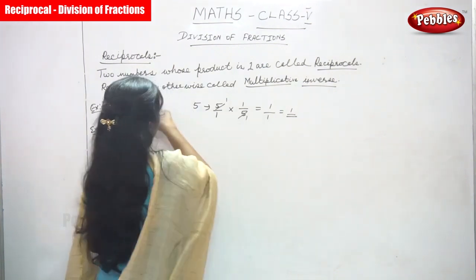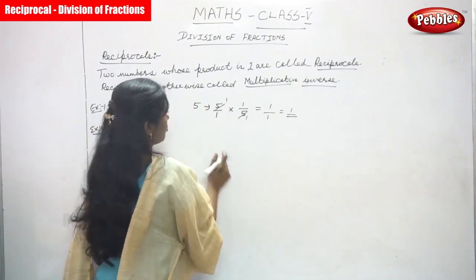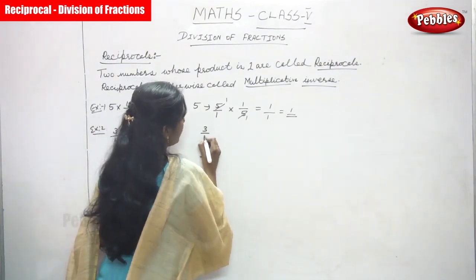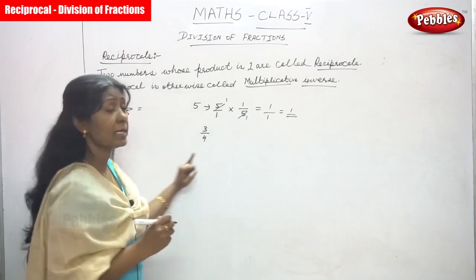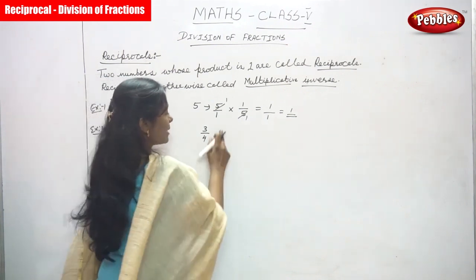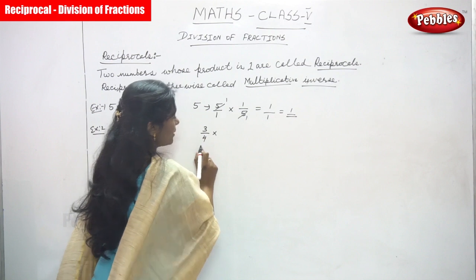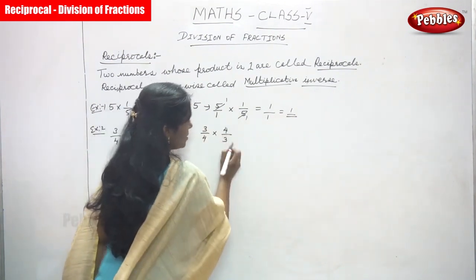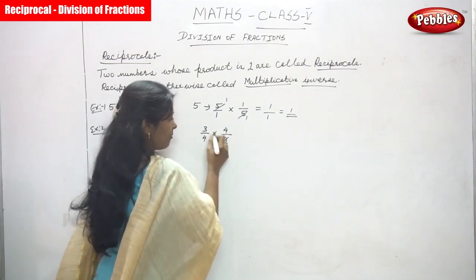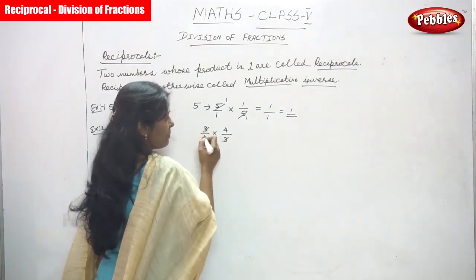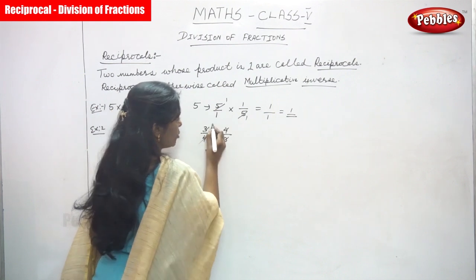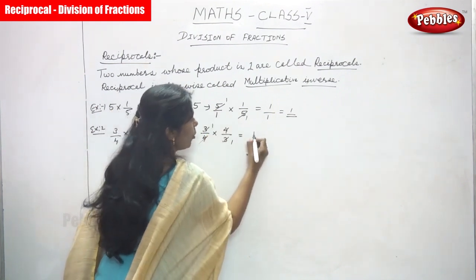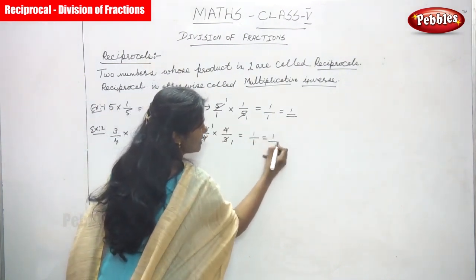Now the same, reciprocal is otherwise called a multiplicative inverse. Look at this, 3 by 4, it is a fraction. Second example, 3 by 4, it is a fraction. So multiplicative inverse means 3 by 4 becomes upside down, 4 by 3. Now I am going to cancel everything. 3 by 3 cancels. Same numbers are cancelled. 4 by 4 is cancelled. So I get 1. Here also 1. So 1 divided by 1, you get 1 as the answer.